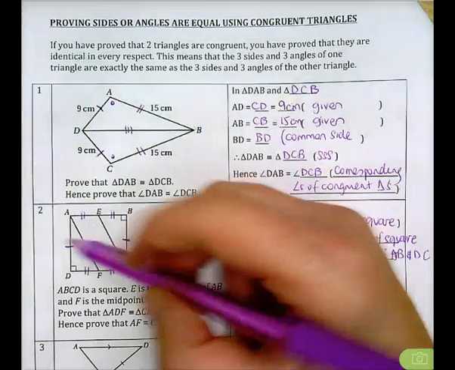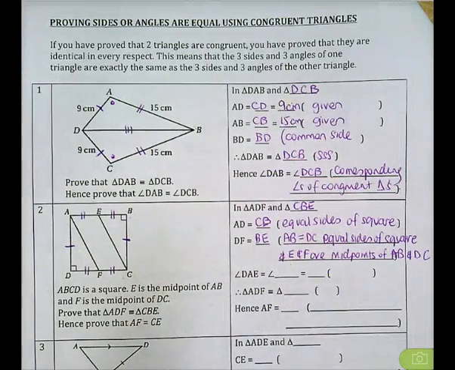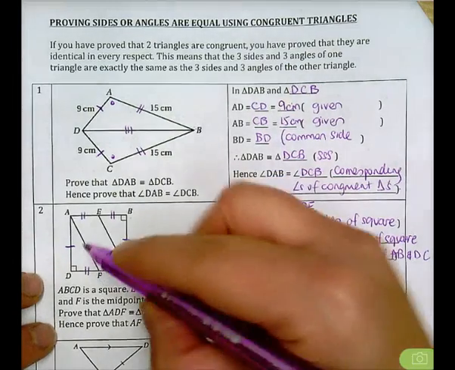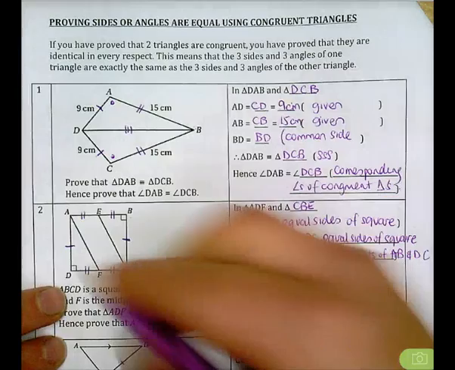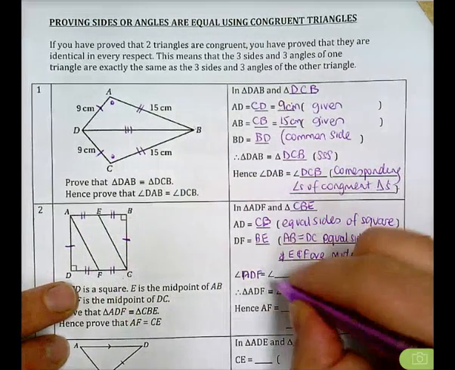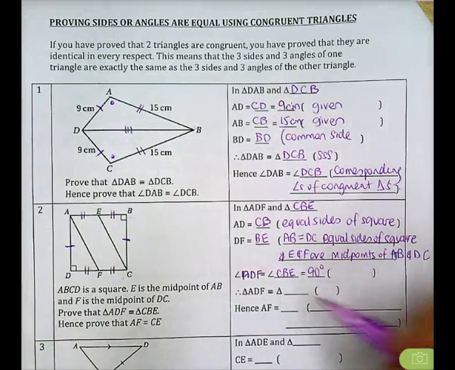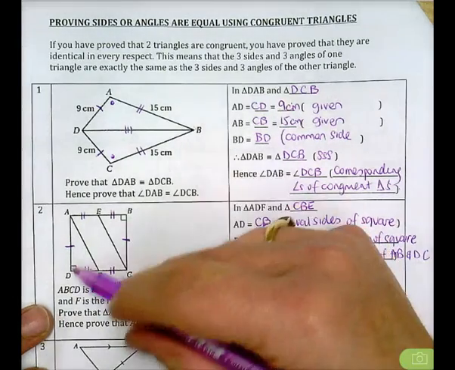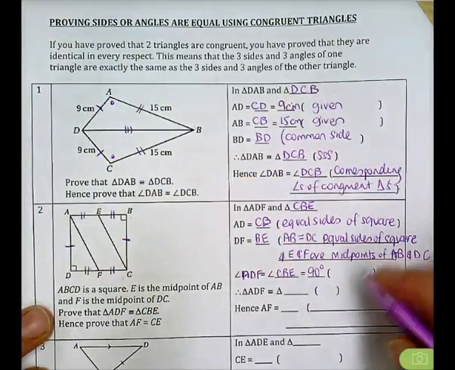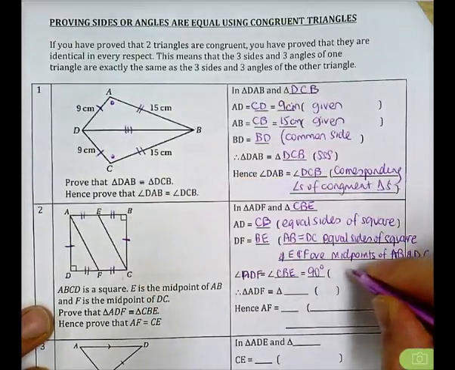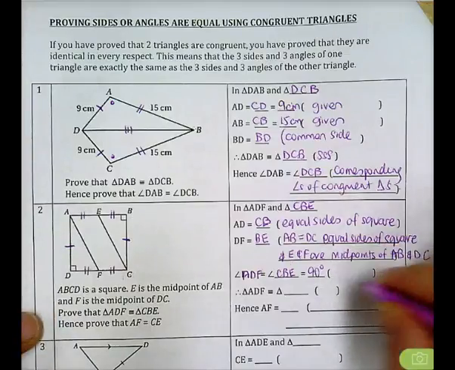Next bit, okay, this bit I think is wrong, it just needs fixing. In the next bit we can see the angle ADF, so angle ADF is equal to angle CBE, and they're both equal to 90 degrees. We can see that the angles are marked as right angles. We could write that the right angles are marked on the diagram, we could put given because it's marked on the diagram, or we could say angles in a square are right angles.